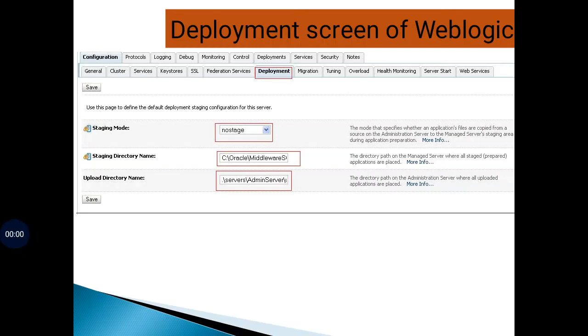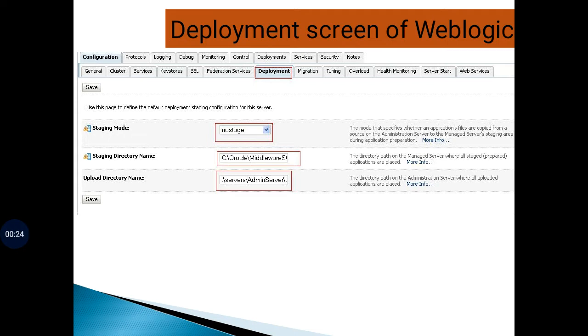Hi everyone. This is about the deployment of your EAR files in your WebLogic application server. In the WebLogic console, we can see the option called staging mode. Now this is one of the commonly asked questions: what are the modes of deployment in WebLogic?